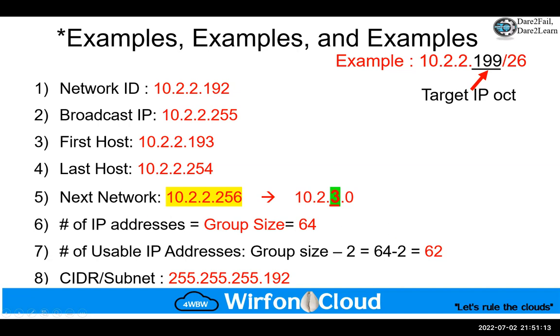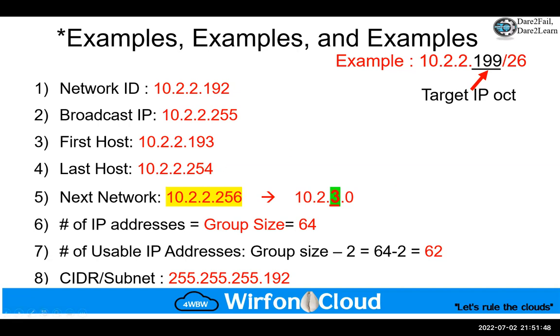Okay. We do our group size increments. Our group size is 64. We do our group size increments: 0, 64, 128, 192. Remember, our target IP octet is 199. Do 0, 64, 128, 192, and 256. Our target 199, we've gone past 199, so we can stop at 256. Remember, we had a magic number of 256.